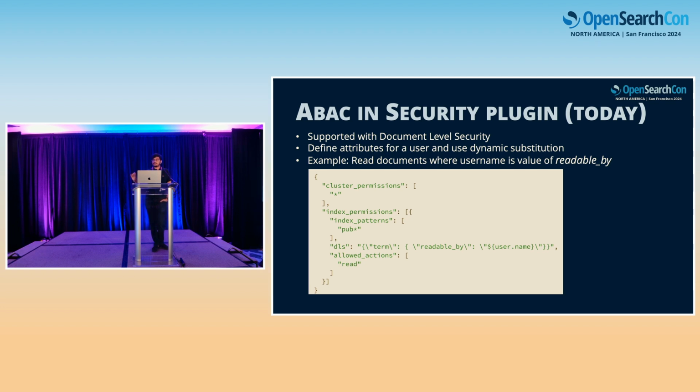But you also see something called DLS here, and it looks like a search query where it says match the term if the readable attribute matches the incoming user.name. So user.name here is a dynamic substitution, and the security plugin ensures that it substitutes the logged in user's name before submitting this query to Lucene. Interesting fact, because document level security directly interacts with Lucene, it does not give a bad performance penalty here, right?